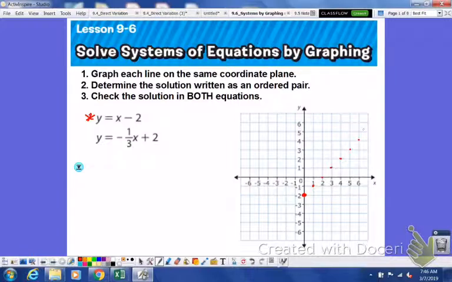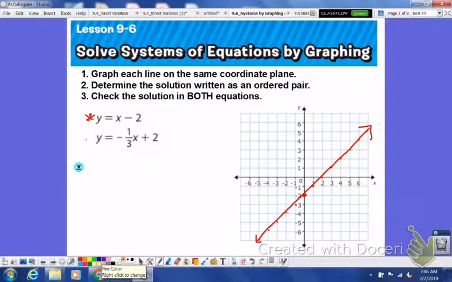I'm just going to kind of fill in the whole thing to help me make sure my line is straight. Remember, you want to do at least 3 points, but you can obviously do many more. Once we have all our points plotted, go ahead and connect them. Arrows on the end. Okay, so there's our first line graphed.